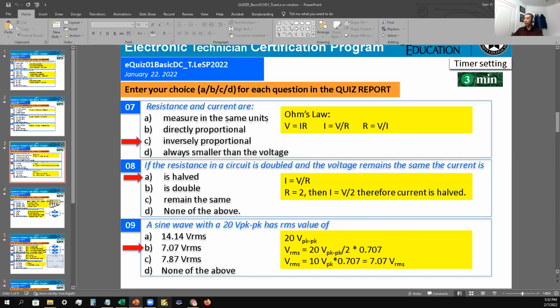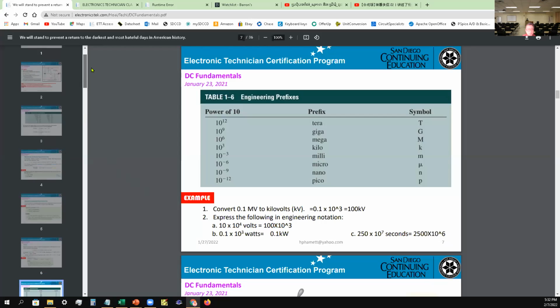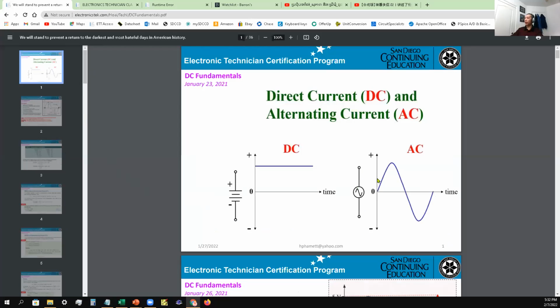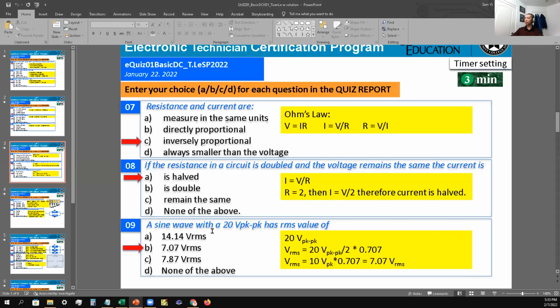You have to go back to the handout. You have it right here, the AC signal. It's explained on slide number 2 of the first handout. Okay, got it. All right, thank you. You're welcome.